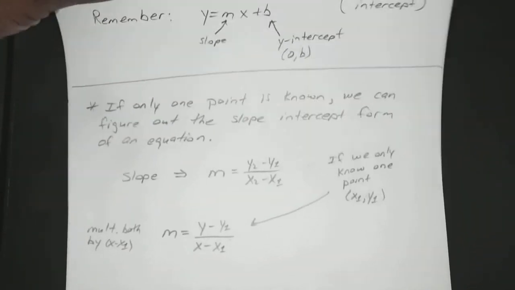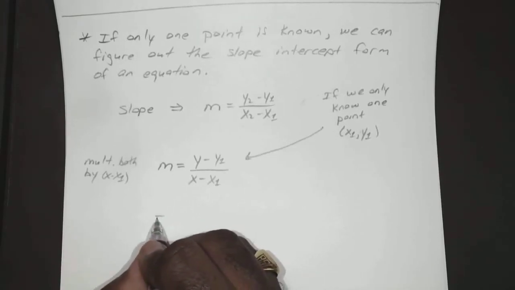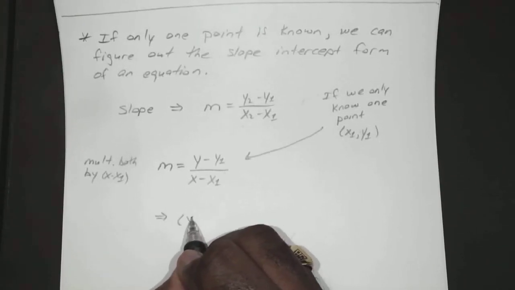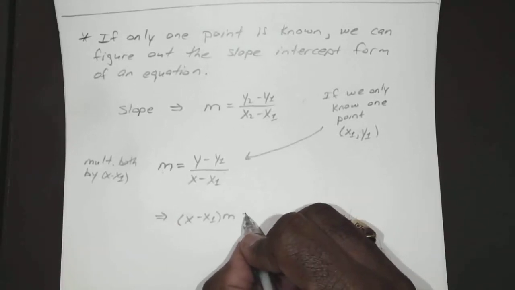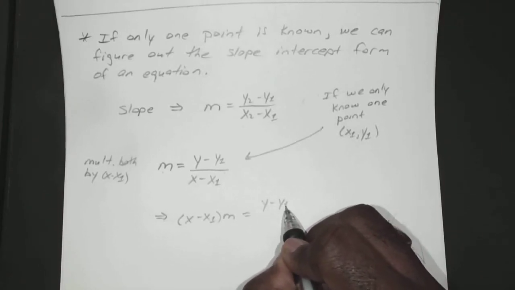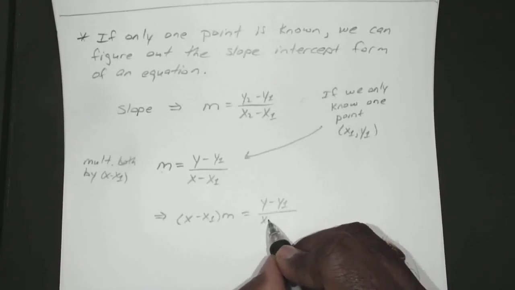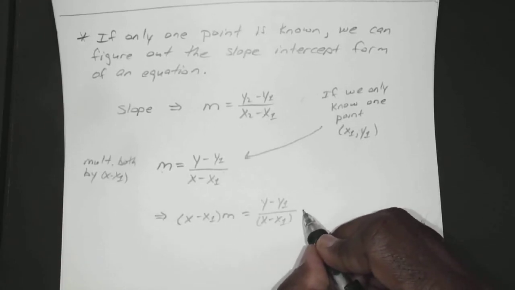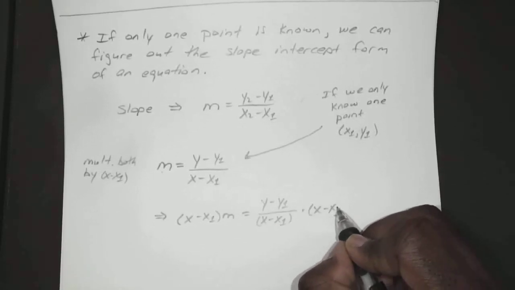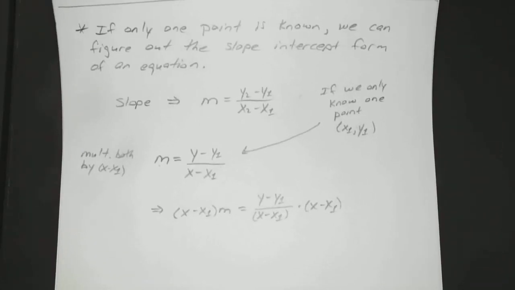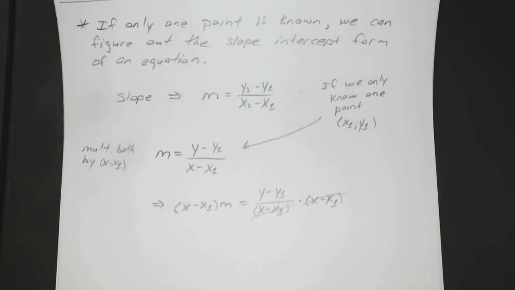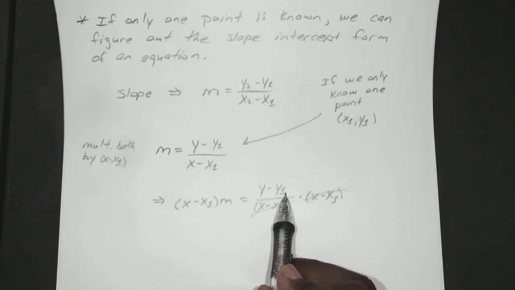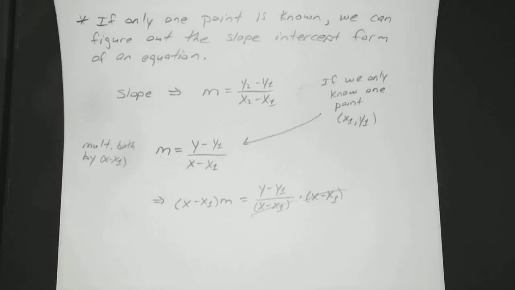All right, so if we did that, that would give us x minus x1 on this side equals y minus y1 over x minus x1 times x minus x1. So all we did was multiply both sides by the same thing. On this side, these two, since they're multiplied, will just cancel out. So we have y minus y1 equals m times x minus x1.